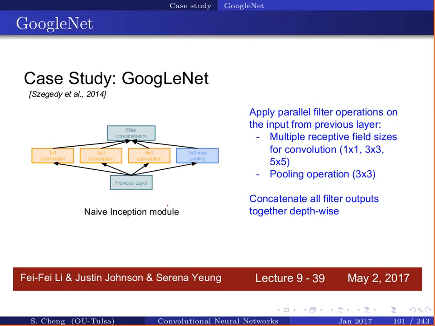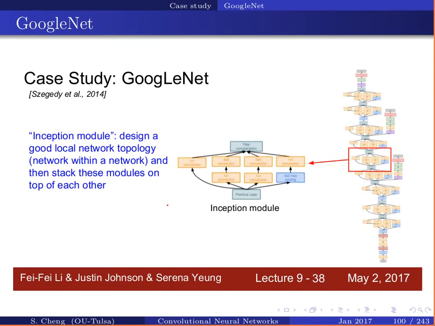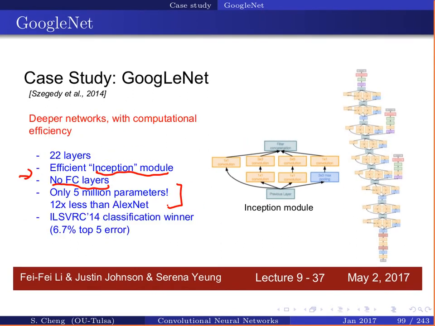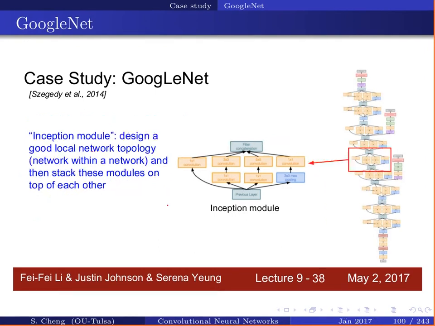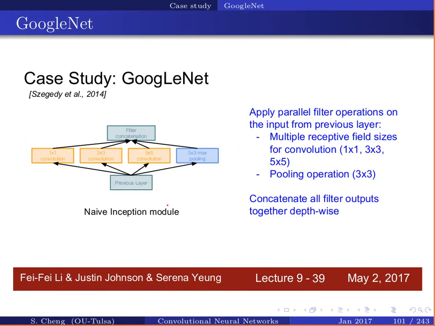Is the inception module 2 layers or 3 layers or just 1 layer? The inception module actually has a couple of layers. You can think of it as 2 layers here. But the original idea is more or less like this.